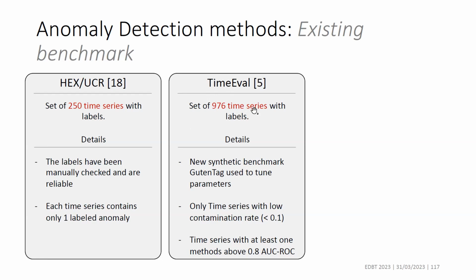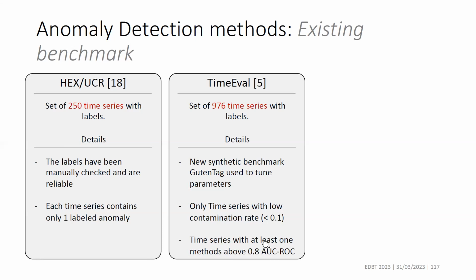900 is the result of the filtering. So they filter the time series such that the contamination rate is lower than 0.1. Contamination rate means the ratio between normal and abnormal points. So they do not consider time series with a contamination rate above 0.1. And then they kept only time series for which at least one method performs above 0.8 AUC-ROC.